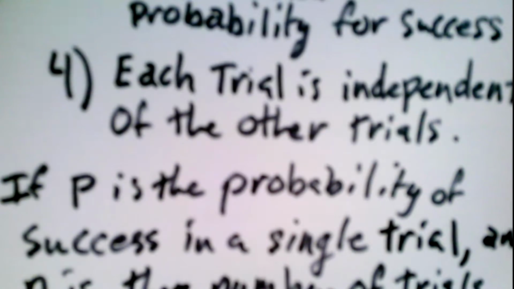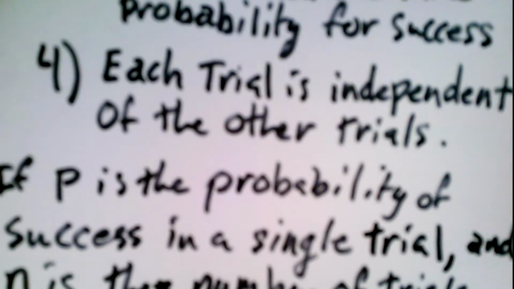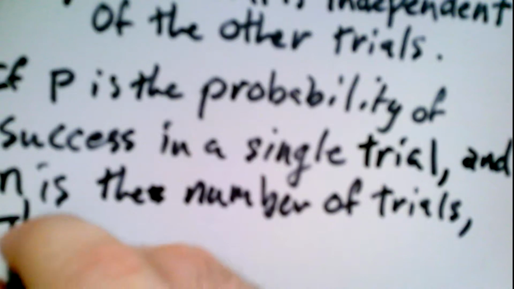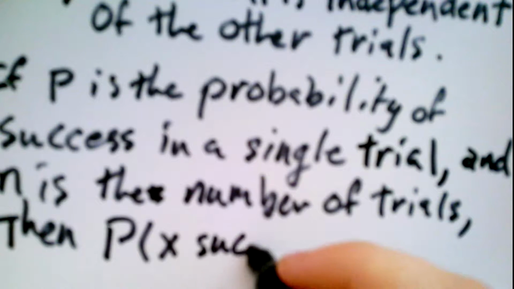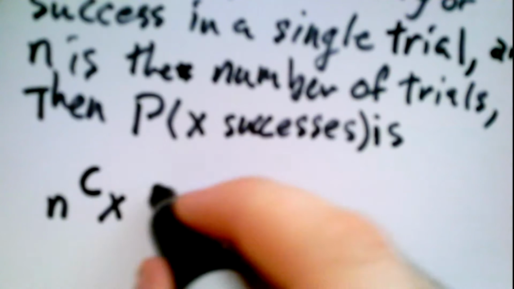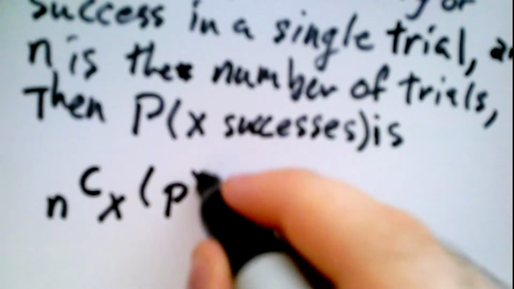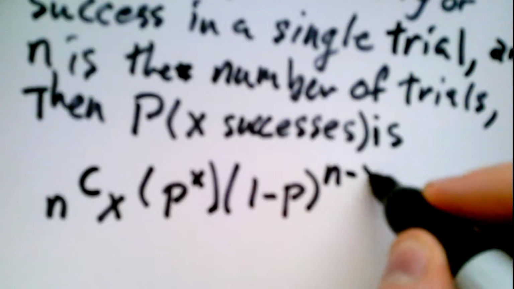Then the probability of x successes is n choose x times p to the x times 1 minus p to the n minus x.